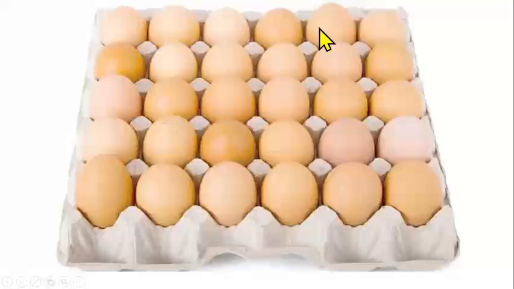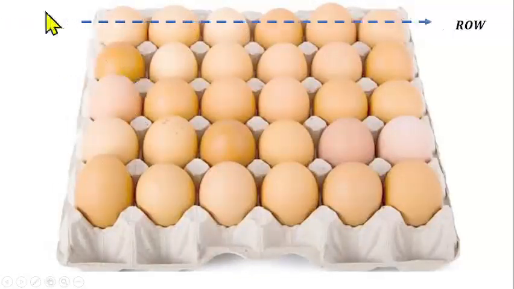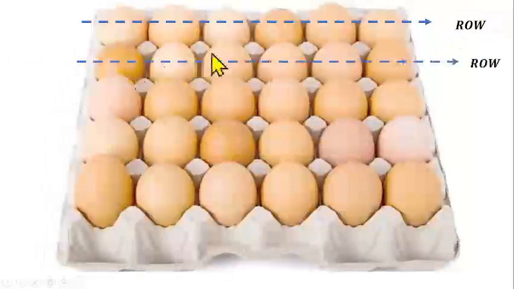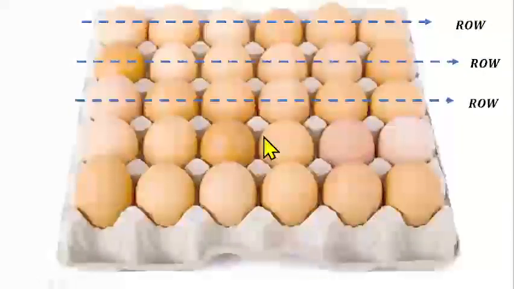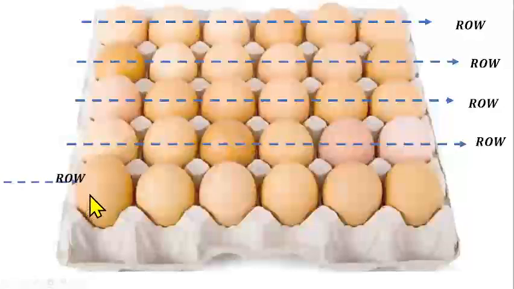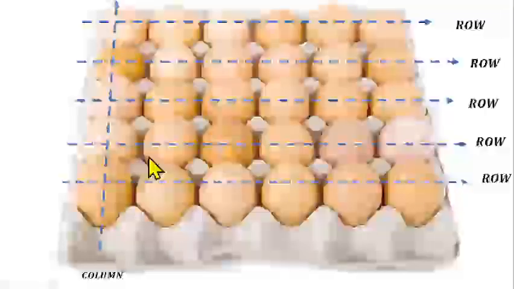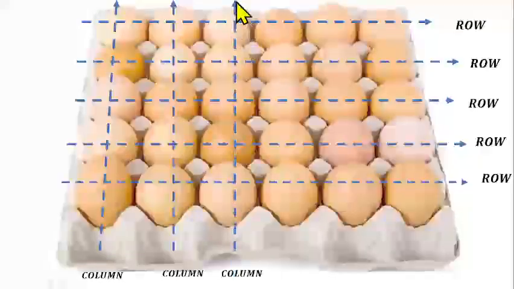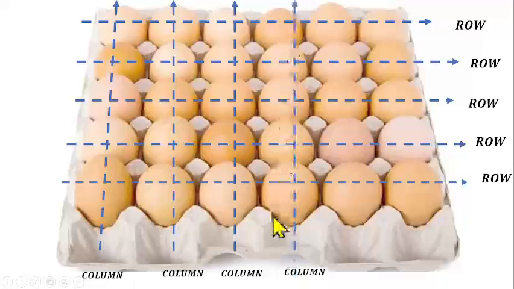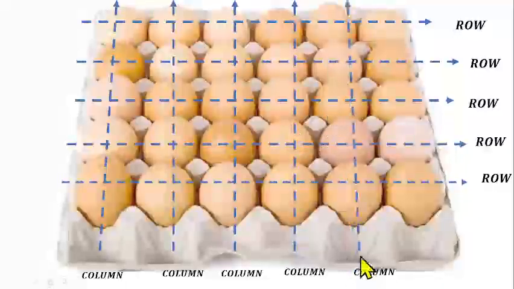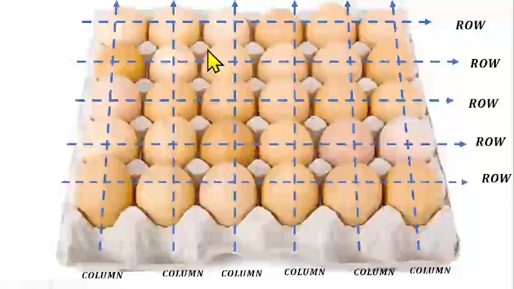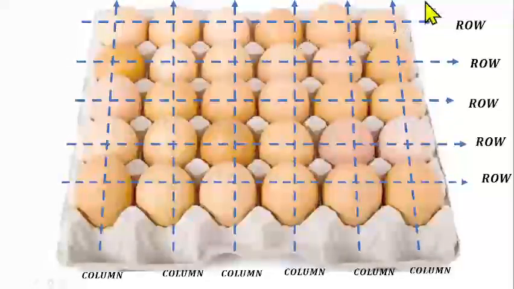So horizontal represents the row, and the vertical represents what? The column, as you can see. We have the first row, the second row, the third row, the fourth row, and the fifth row. Those horizontal lines represent the rows. Now the columns: this is the first column, the second, the third, the fourth, the fifth, and the sixth. So you can see that in the arrangement of these eggs, there are 5 rows and 6 columns.